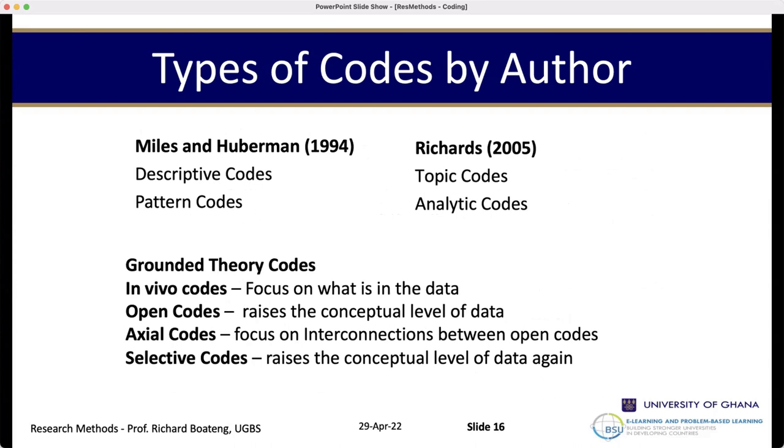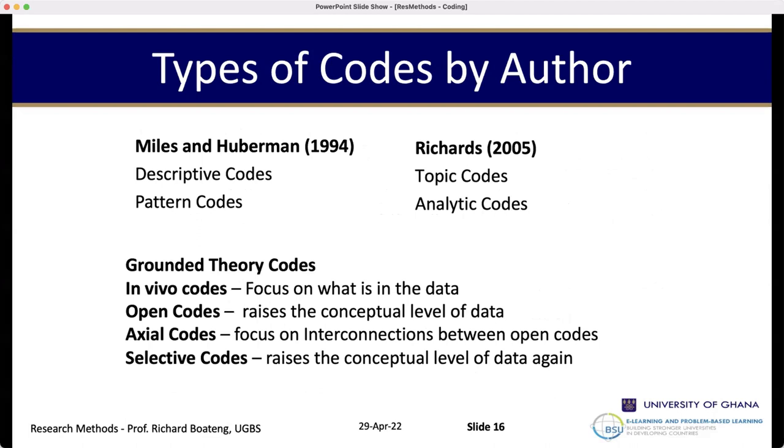What we are talking about are coding techniques by Miles and Huberman. It's comparable to other people. Miles and Huberman are the ones who talk about distributed codes and then pattern codes. Then Richie talks about topic codes and analytic codes.